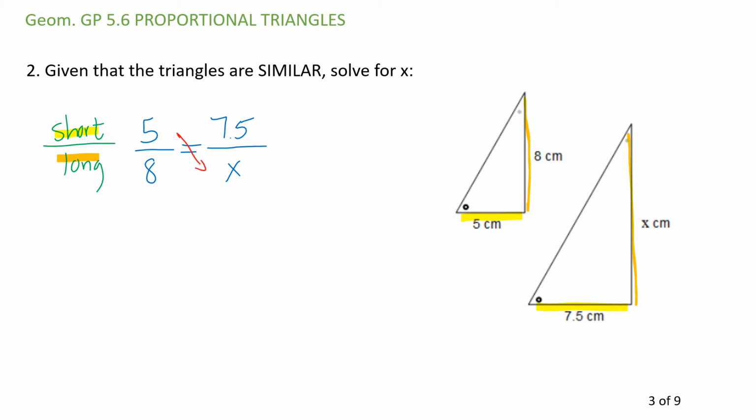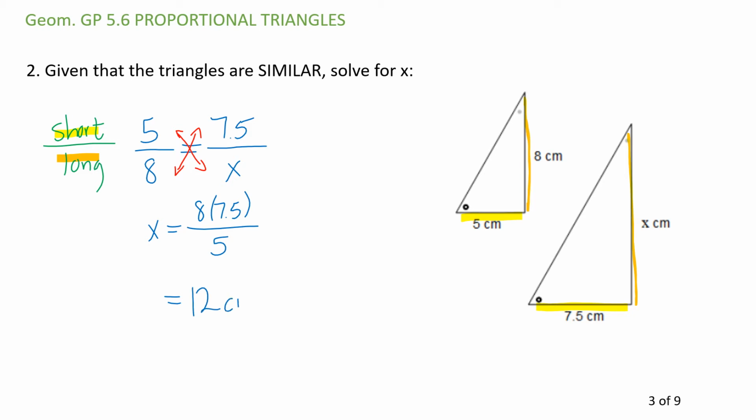So setting up your proportion is the most important thing. Of course, solving it's important too. Remember, you're going to divide by the number that's diagonally opposite. It so happens that the variable was in the same place on both of these. It doesn't have to be. The variable can be anywhere. Proportions are actually pretty flexible as long as you just don't get them twisted.